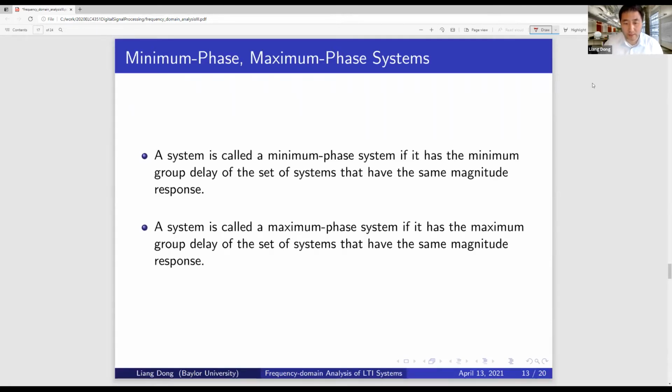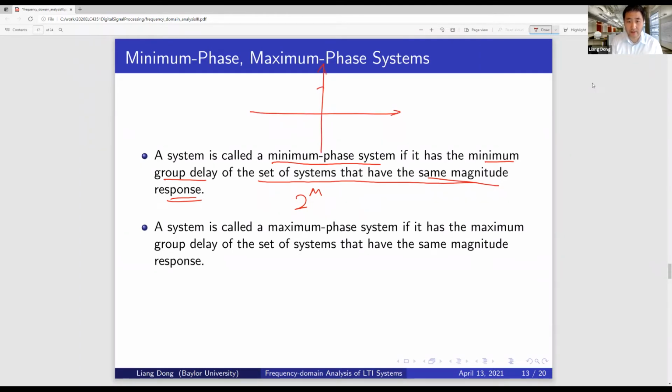A system is called a minimum phase system if it has the minimum group delay of all the set of systems that have the same magnitude response. So what does this statement say? It says that a minimum phase system has the minimum group delay of all the systems that have the same magnitude response. Now, of all the systems that have the same magnitude response, how many do we have? Well, we have 2 to the power n, like we said before, and this is due to how you place the zeros.